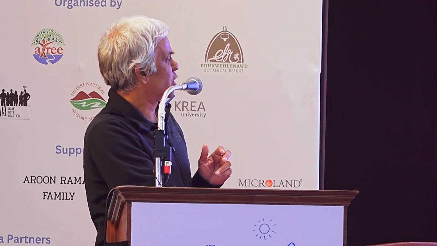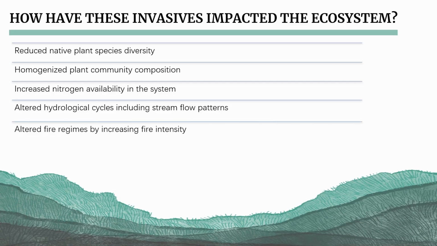Right. And also, because you have more nitrogen cycling through the system, if you look at the water flowing out of these invaded patches, there's actually much more nitrate in the streams, right? So this nitrate is going downstream, and it's going to eutrophy water bodies downstream, right? And finally, they also change the fire regimes in these places.